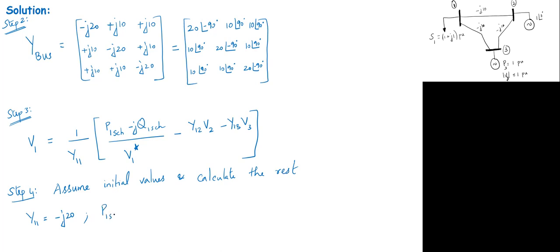P1 scheduled is P1 generated minus P1 demanded. Since at bus 1, there is only a load and the power demanded is given as 1 per unit, P1 scheduled is going to be 0 minus 1, which is minus 1 per unit. Similarly, Q1 scheduled, using the same logic, is going to be Q1 generated minus Q1 demanded, and that is going to be 0 minus 1, which is minus 1 in per unit.